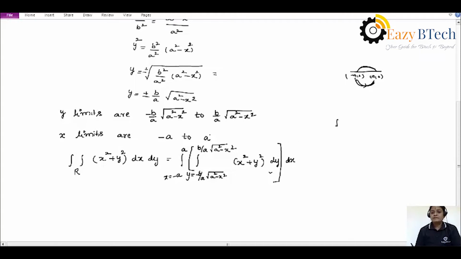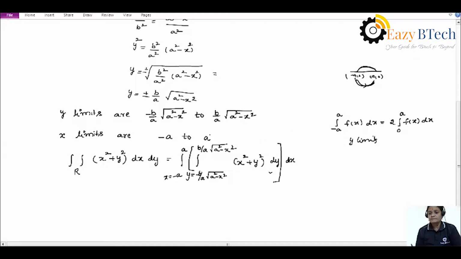In integration we have one formula: integral from minus a to a of f of x dx is equal to 2 into integral 0 to a of f of x dx. If the lower limit and upper limit have the same value, with the lower limit having a minus symbol and the upper limit having a plus symbol, then we may write the integration limits by taking the lower limit as 0 and multiplying with 2. So see here in the y limits.